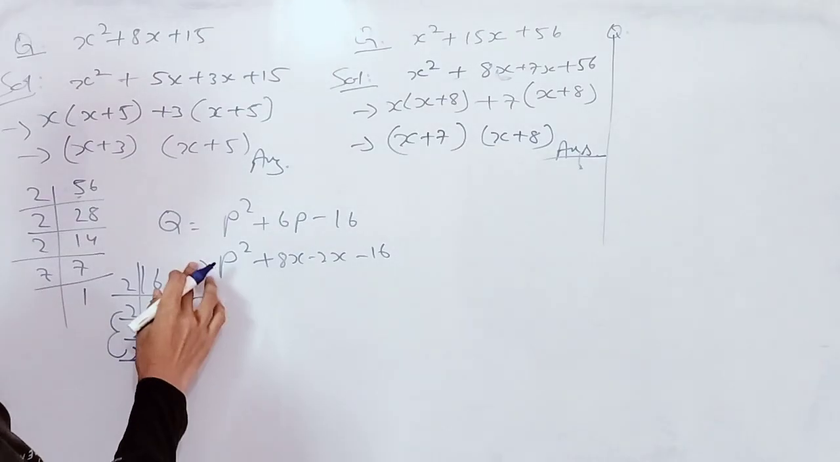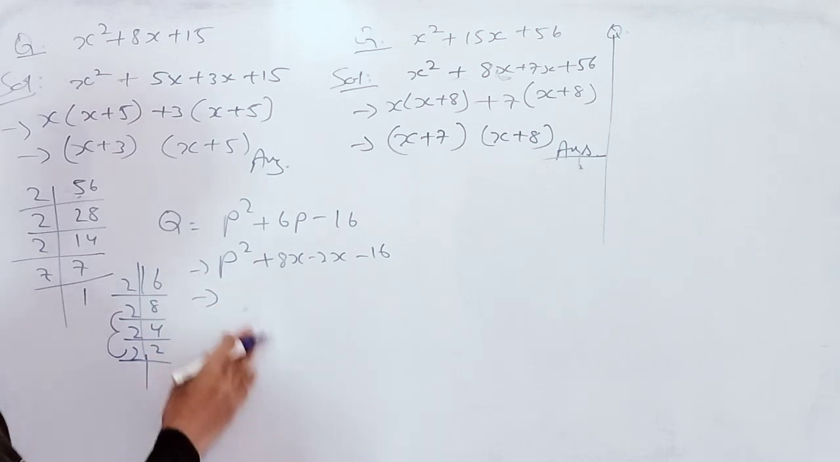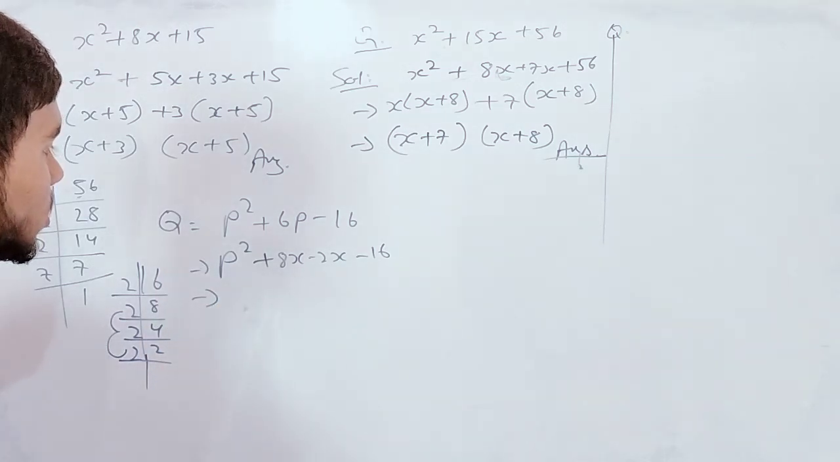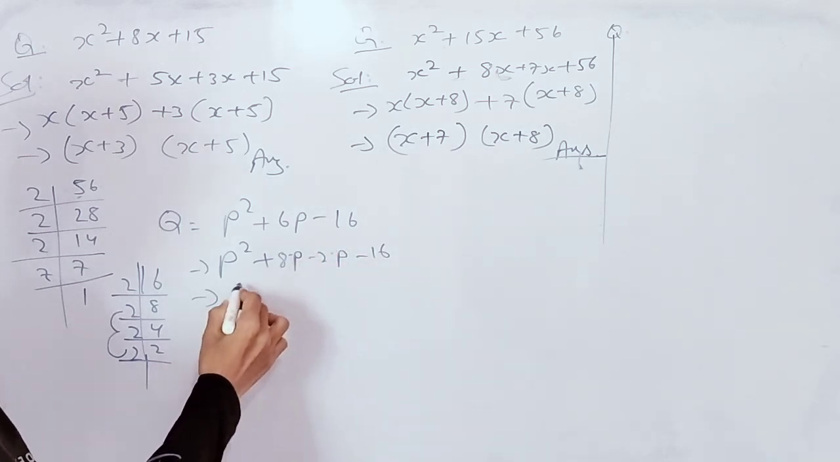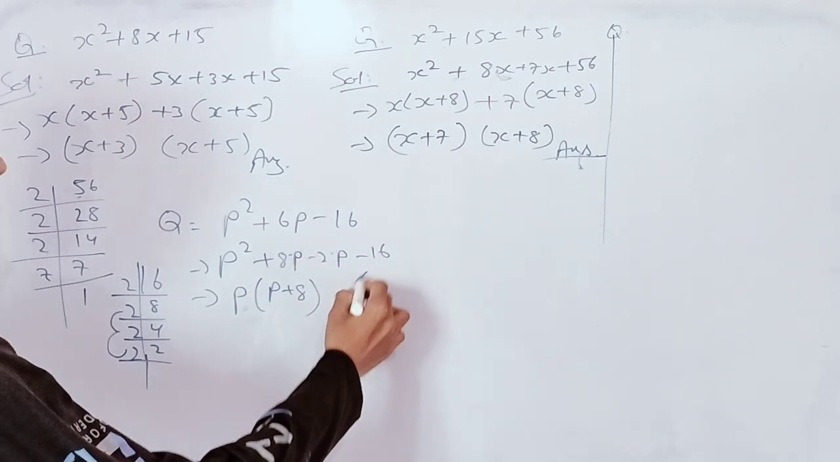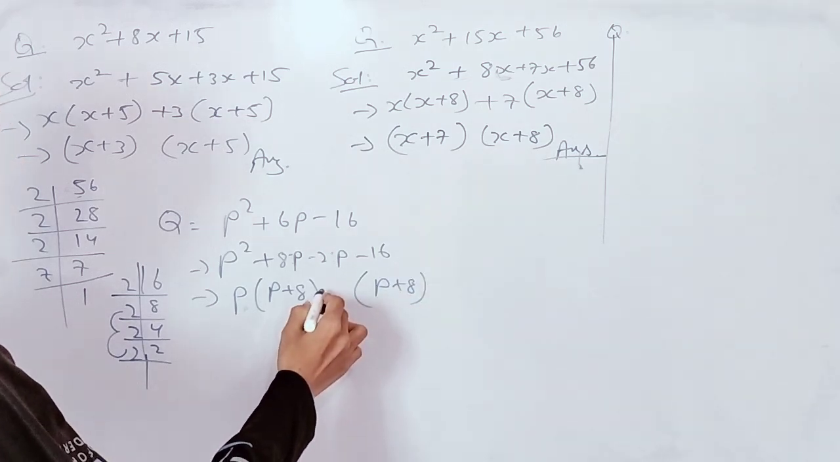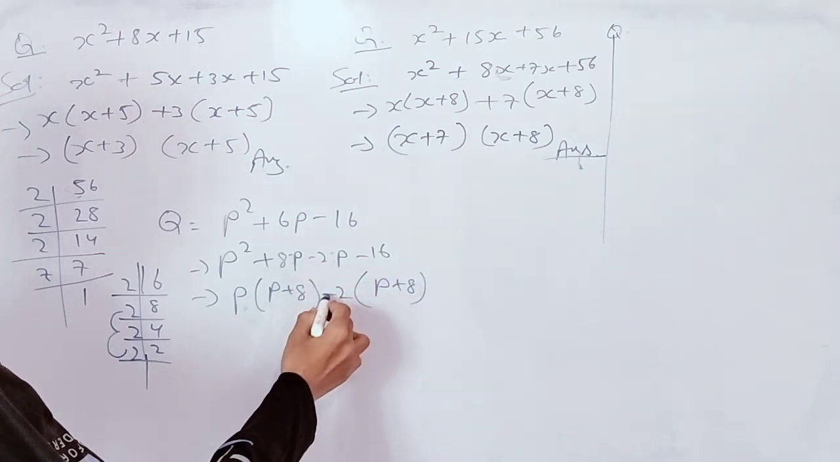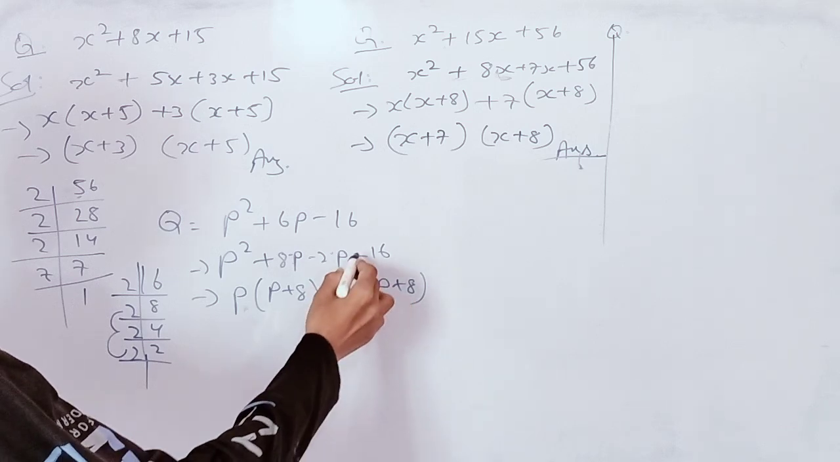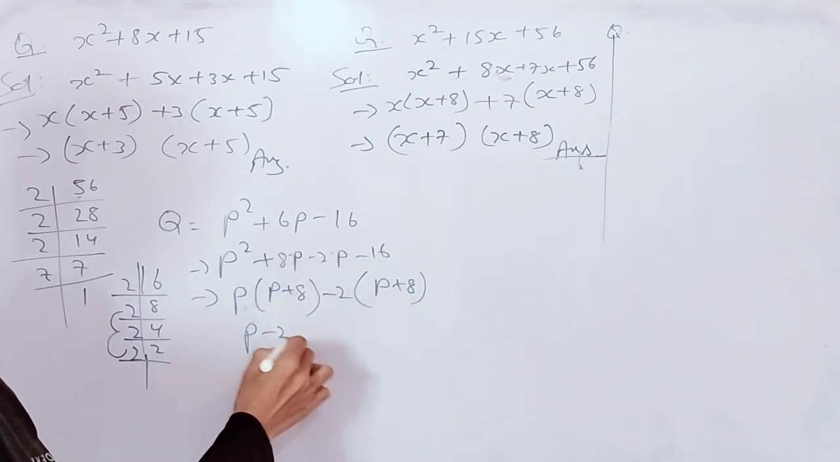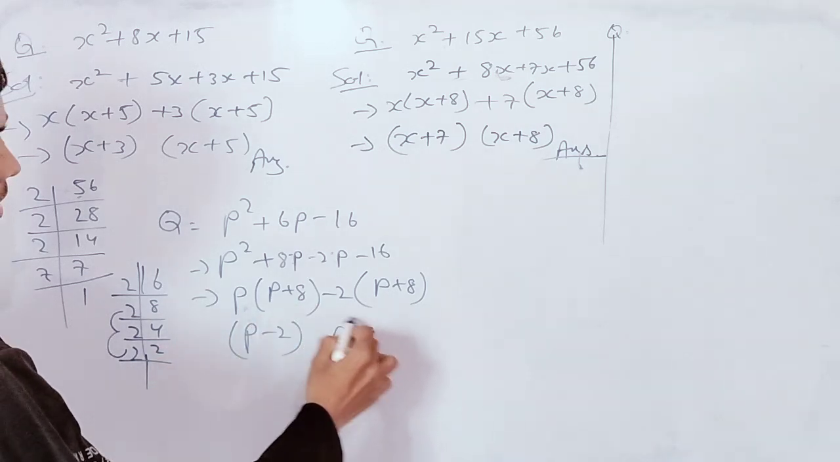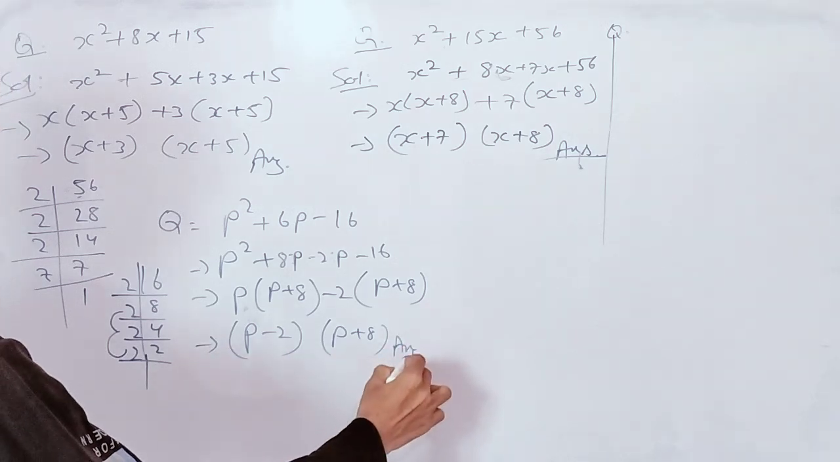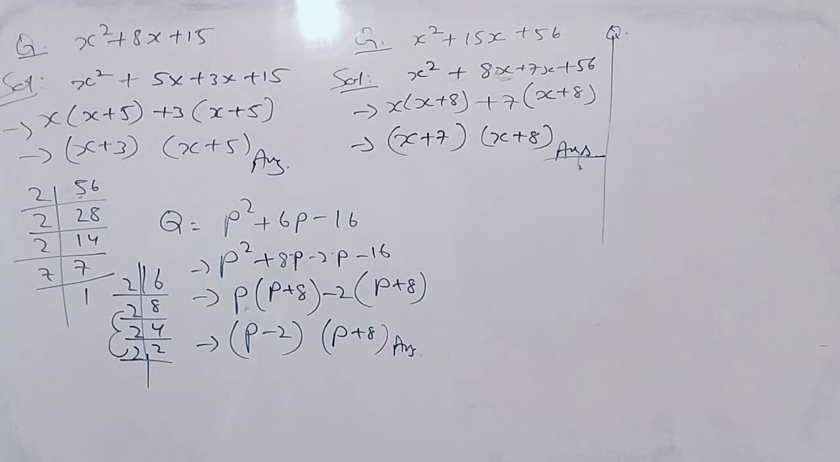Now here, what is happening? Here is a p. P is a common factor. p plus 8. It can be written here the same, p plus 8. Now minus 2, minus 2 multiplied by p, minus 2p. Minus 2 times 8 is minus 16. Clear. p minus 2 and p plus 8 are the outside terms. Clear. This is the complete answer.